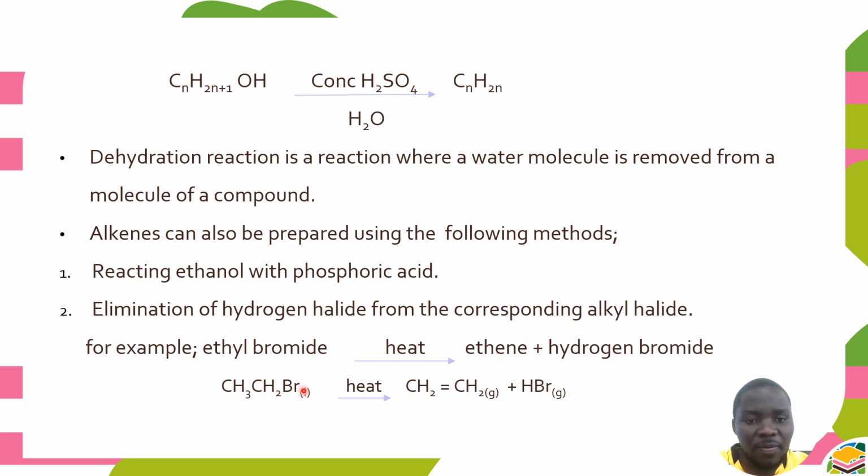So here we have ethyl bromide, or we call it bromoethane, and this one, if it decomposes, it produces ethene and hydrogen bromide. So we can also use this method to prepare alkenes.